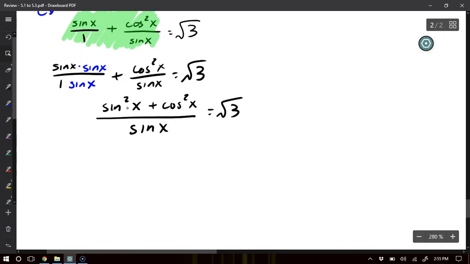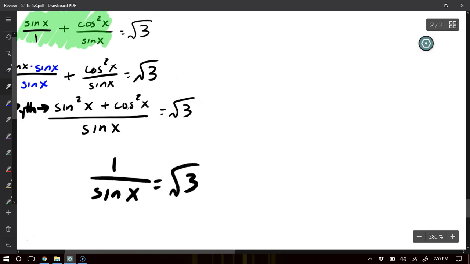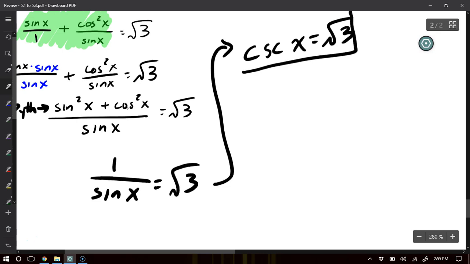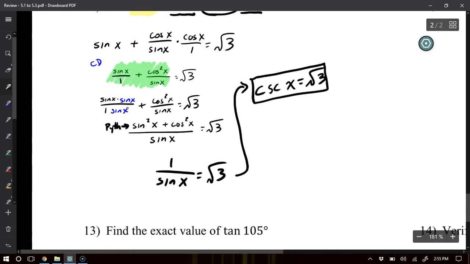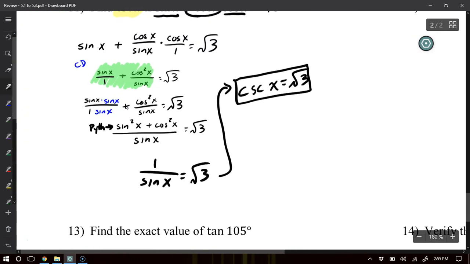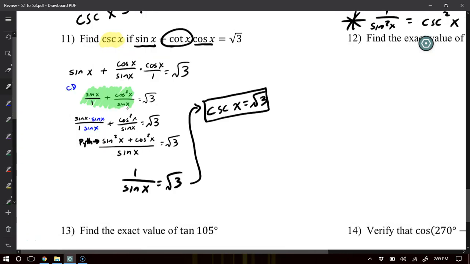Well, what's sine squared plus cosine squared? That's 1, based off of the Pythagorean identity. So I get 1 over sine of x equals square root of 3, and 1 over sine of x is cosecant of x. So I do know what cosecant of x equals. It equals square root of 3. So there we are. That's number 11.